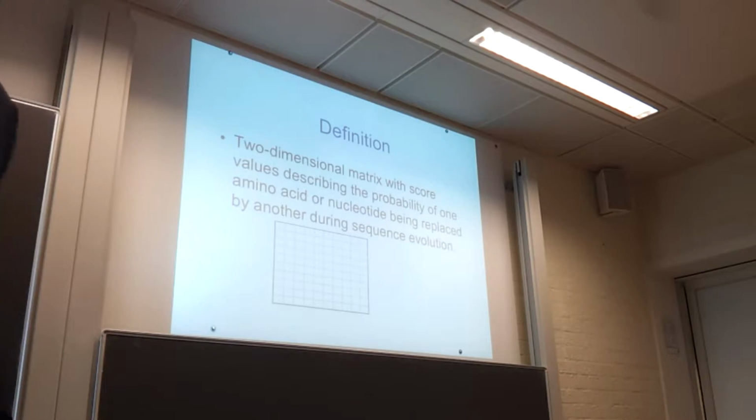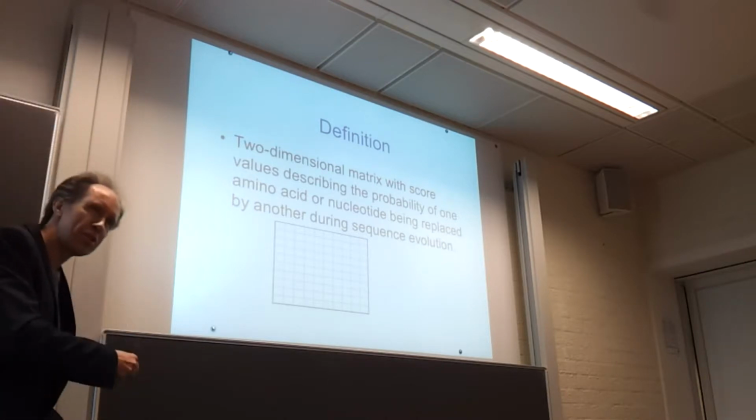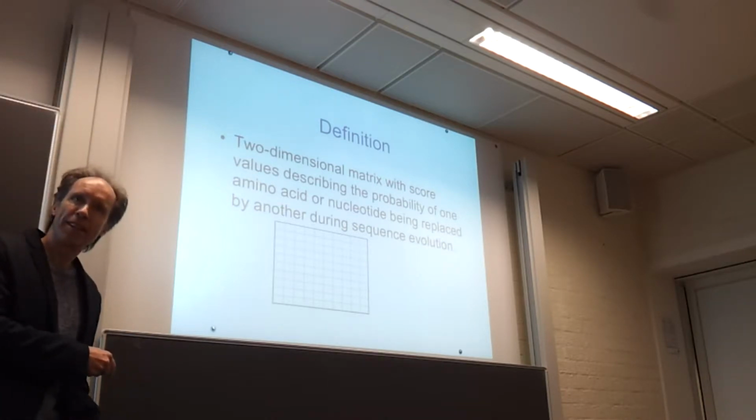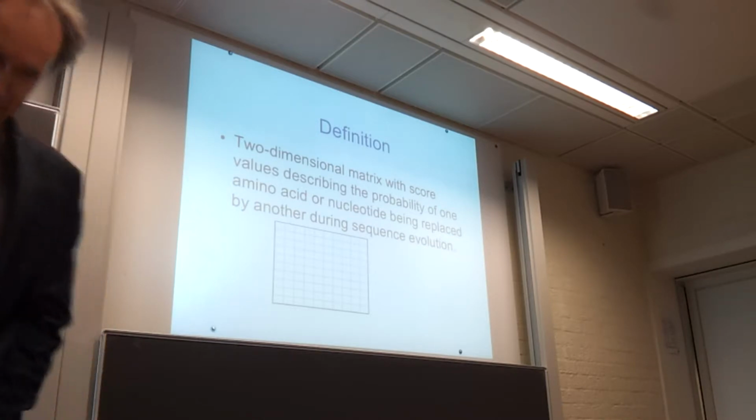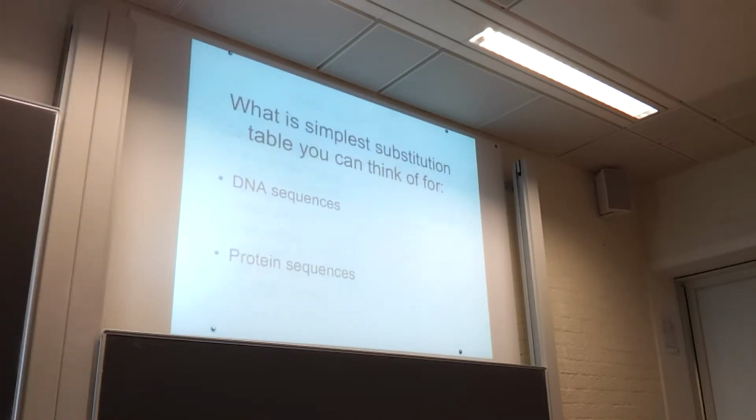How's that table called, by the way, that matrix? 1s on the diagonal, 0 anywhere else? The identity matrix, absolutely. Very good. Okay. Right, so that would be a simple model.